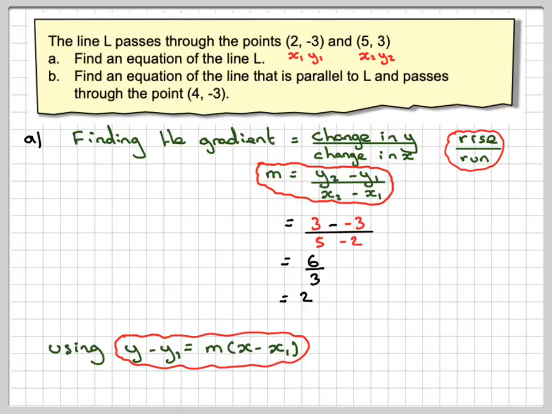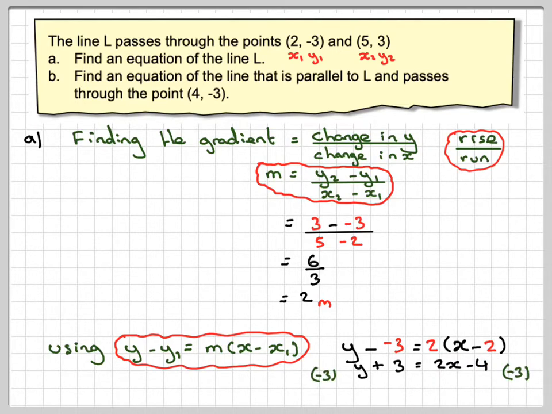So m is 2, and we've already got x1, y1 here, but you could use these instead if you wanted to. So I'm going to do y minus y1, so it's y minus 3 is equal to 2 times x minus 2. Y minus 3 is y plus 3, times, expand the bracket, 2x minus 4, and then finally we will need to subtract 3 from both sides. So we're going to get that y is equal to 2x minus 7.